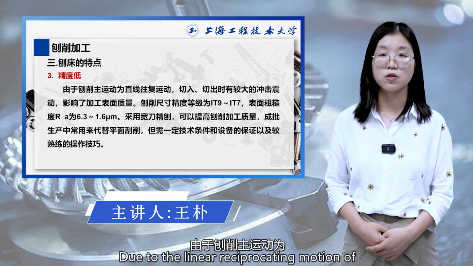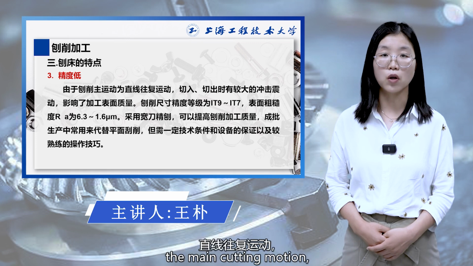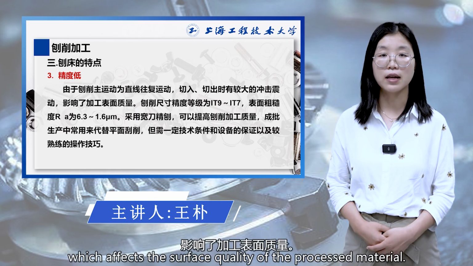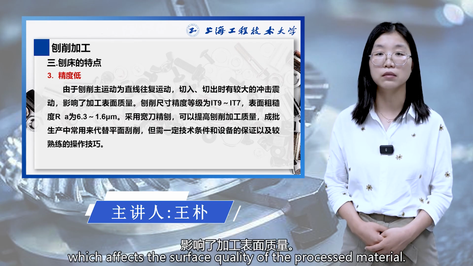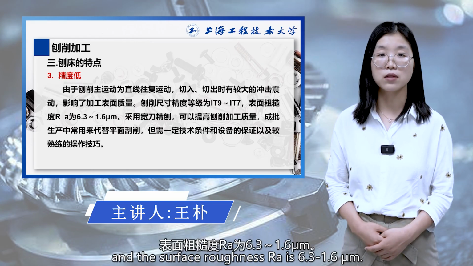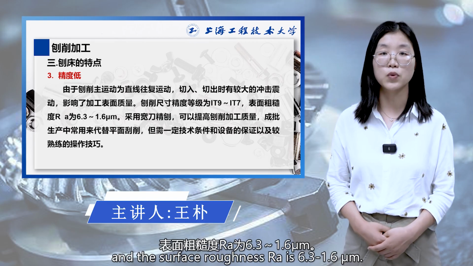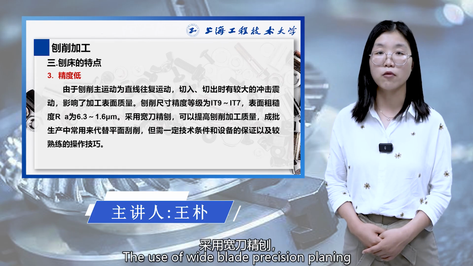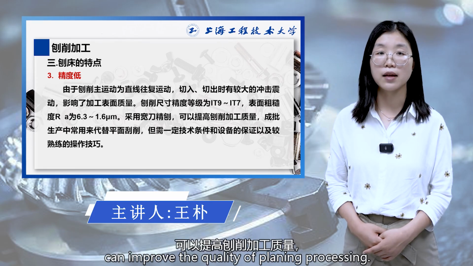Due to the linear reciprocating motion of the main cutting motion, there is significant impact vibration during cutting in and out, which affects the surface quality of the processed material. The precision level of planing size is generally IT9 to IT7, and the surface roughness Ra is 6.3 to 1.6 μm. The use of wide blade precision planing can improve the quality of planing processing.